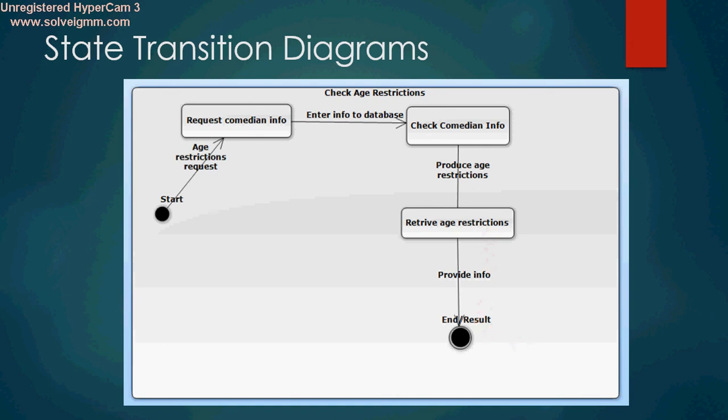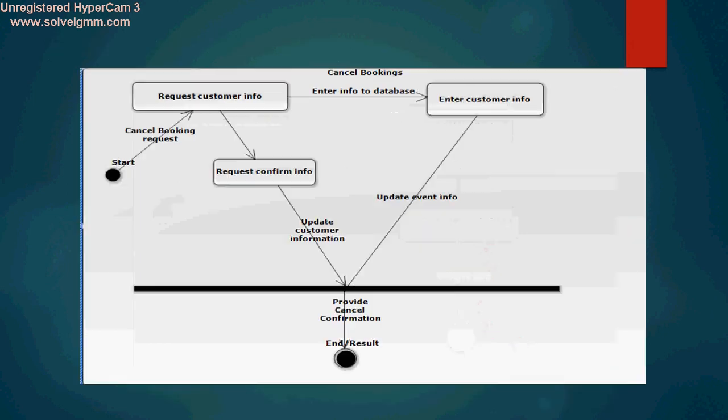And the next diagram is the cancelled bookings. Now this is a bit more complicated as there is a fork in the road essentially. So the start would be cancel the booking request. So we've got request customer info, which would then go down to confirm info, update customer information, which would hit here, joining it with this, and then provide the cancel information. Also entering the customer info in as well to update the event information for available slots.